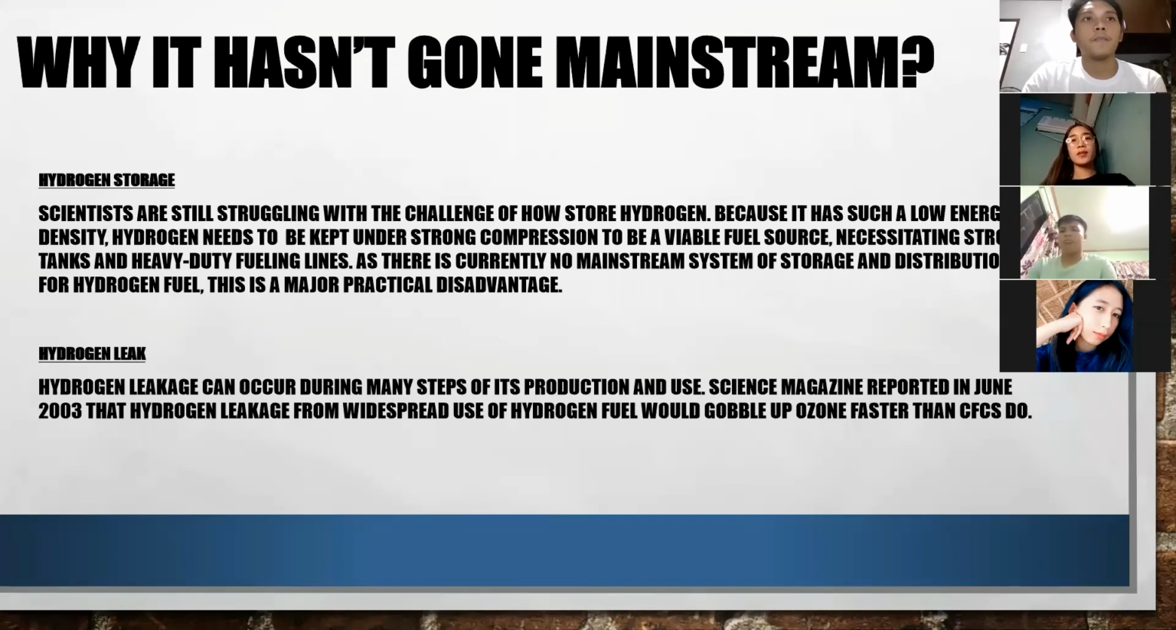Hydrogen leaks. Hydrogen leaking can occur during many steps of its production and use. Science magazine reported in June 2003 that hydrogen leakage from widespread use of hydrogen fuel could gobble up ozone faster than CFCs do.